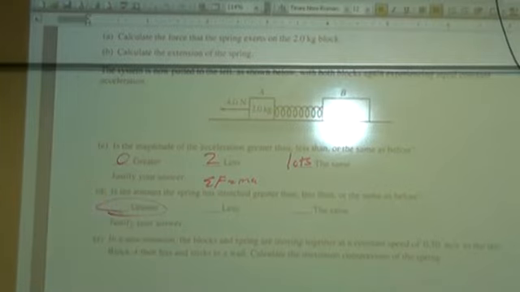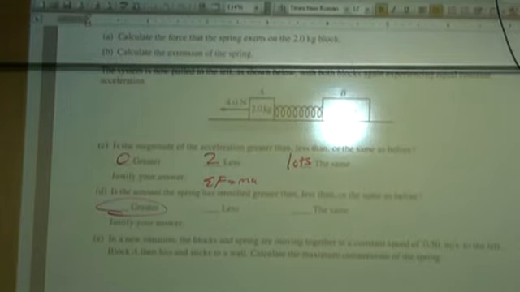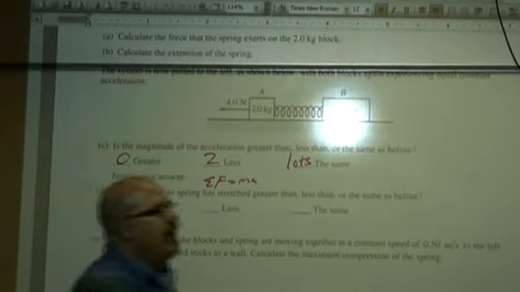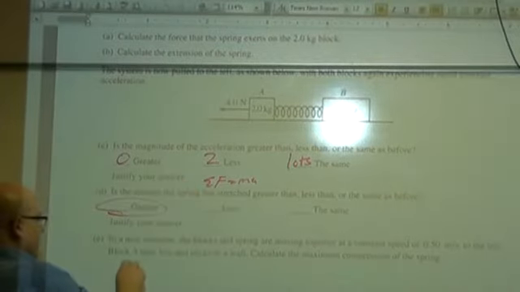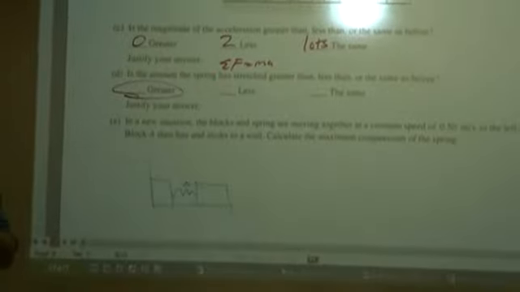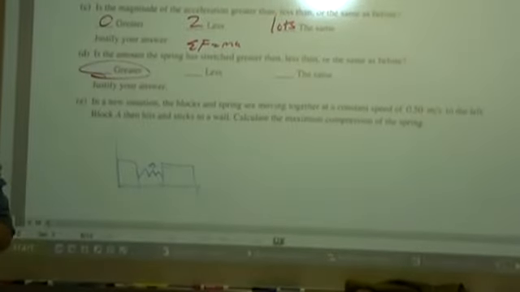Okay, that'll work. E: in the new situation, the blocks and the springs are moving together at a constant speed of 0.5 meters per second to the left. Block A then hits and sticks to the wall. Calculate the maximum compression of the spring. Did you catch that? It goes like this. This one hits the wall, and this one compresses the spring. What's the maximum compression?